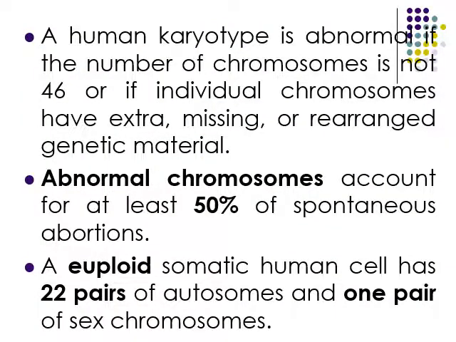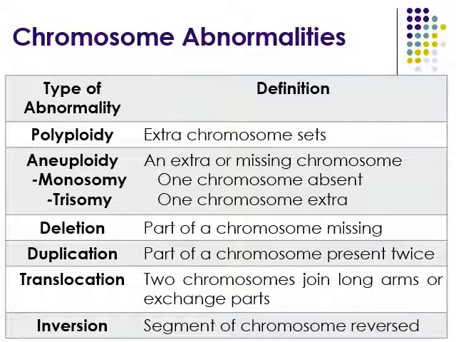So the human karyotype is abnormal if the chromosome number is not 46. Abnormal chromosomes account for at least 50% of spontaneous abortions. Euploid somatic human cells have 22 pairs of autosomes and 1 pair of sex chromosomes. So what are the chromosome abnormalities?